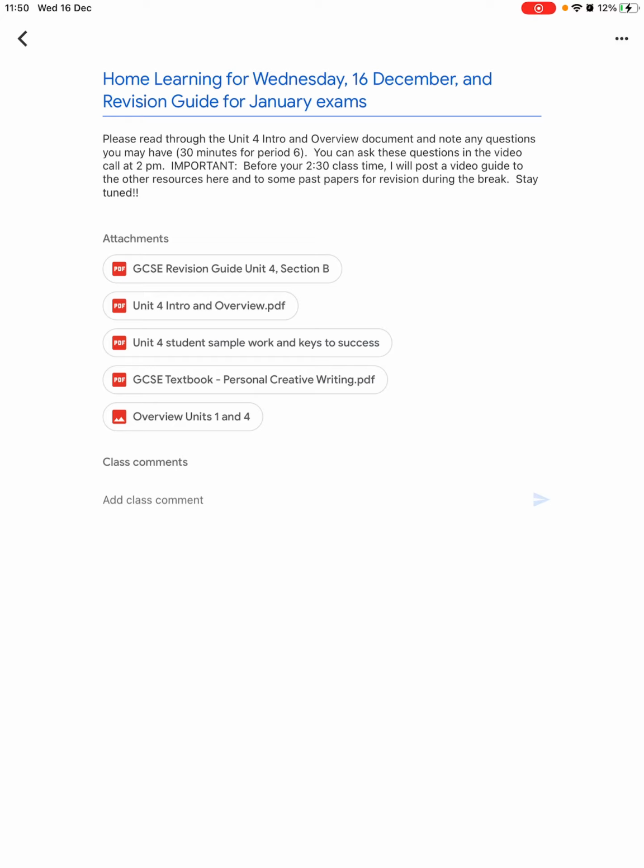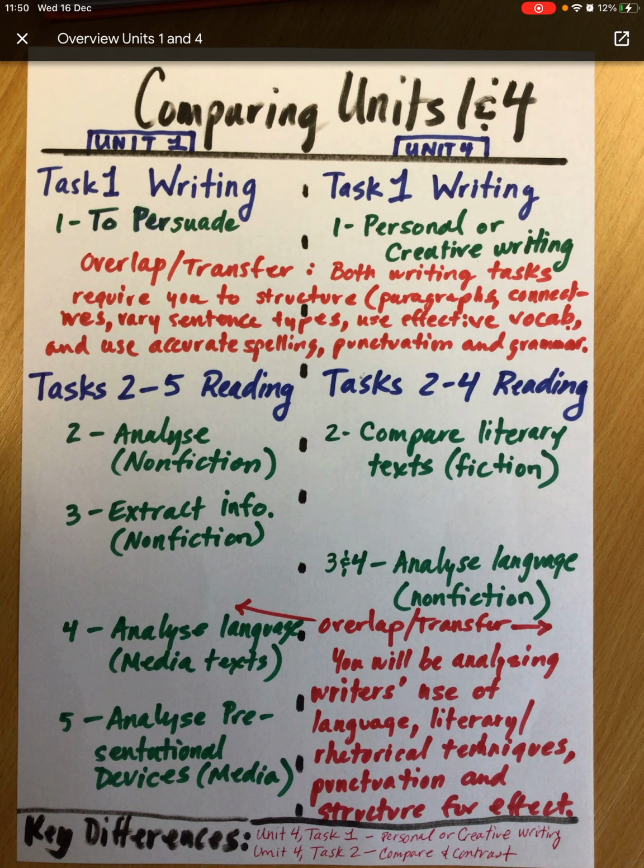But we're going to actually do a quick overview, a 1-page overview now together, so that you have a picture. Now, there's a lot of color, a lot of text here at the same time. So walk with me from the very top. It says comparing units 1 and 4. The left half of the page you'll see is Unit 1, and the right side of the page is Unit 4. Under Unit 1 you have Task 1, which is writing, and Task 2 through 5, which is reading. You can see that written in blue. On the right hand side you have Unit 4, and that's Task 1, which is writing, and Tasks 2 through 4, which are reading.